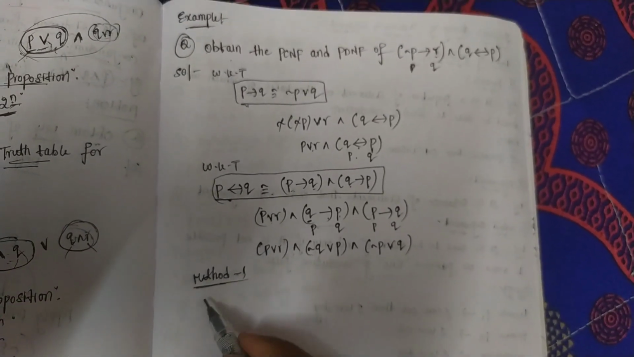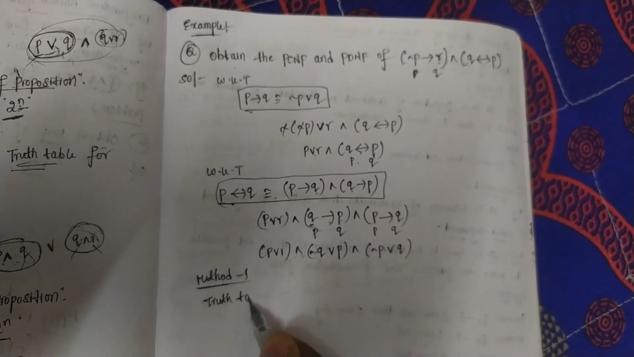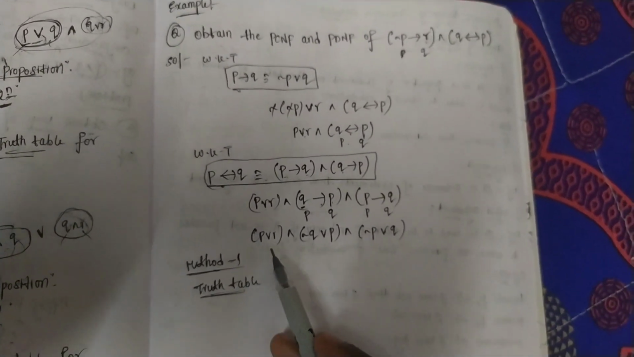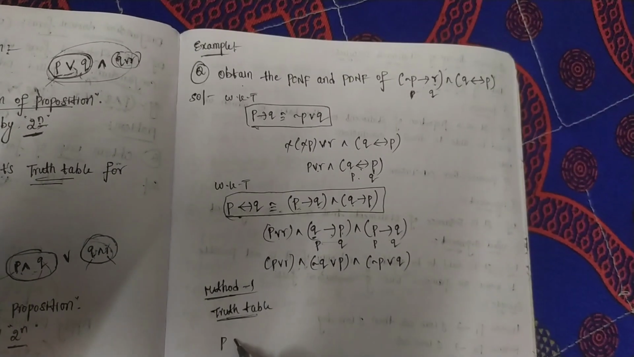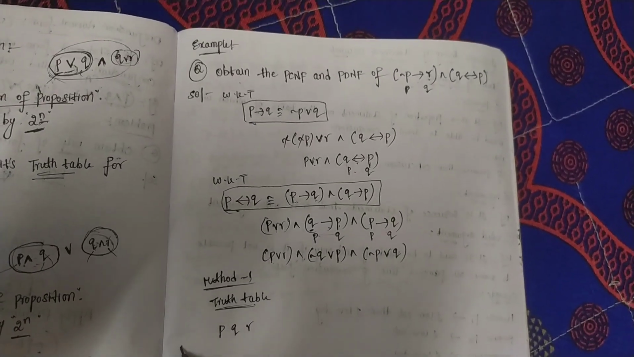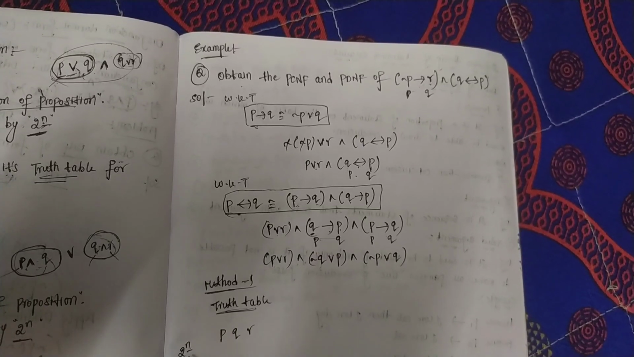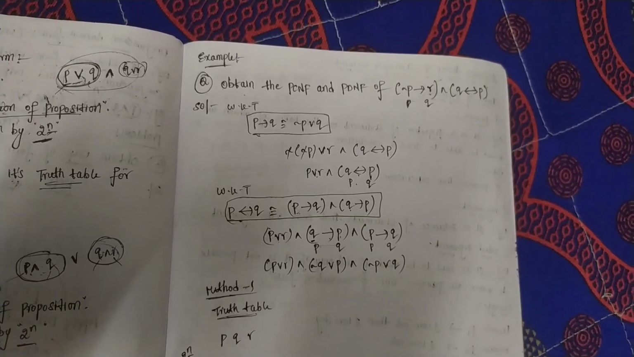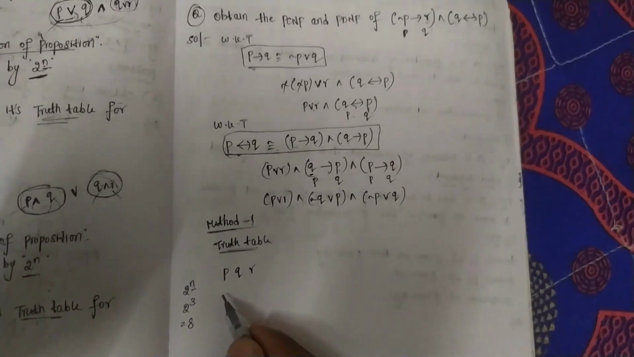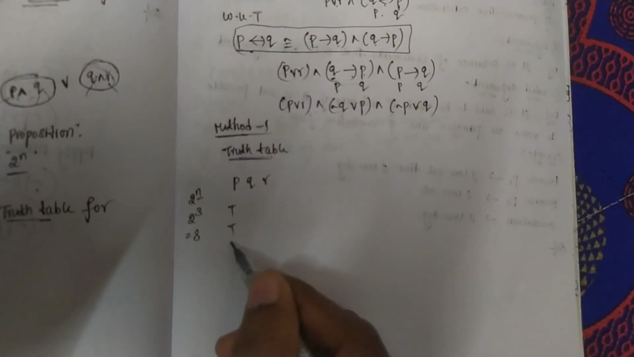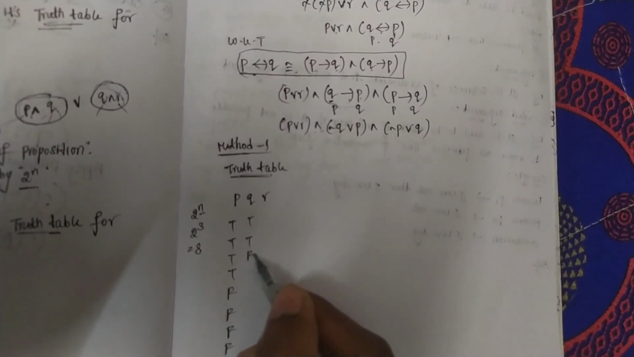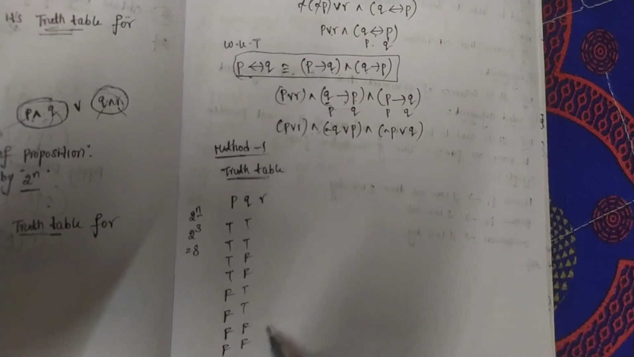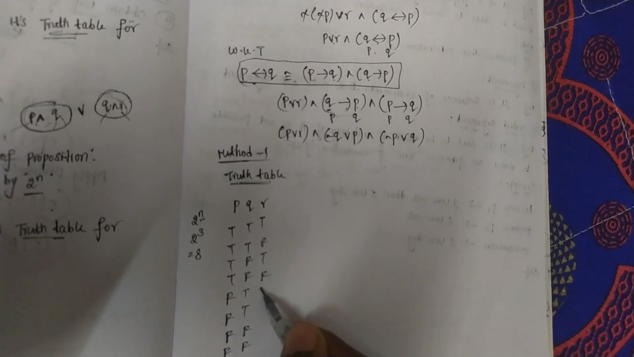Here I am using the truth table method. In this we have how many variables? P, Q and R, three variables. Here 2 power n, and with 3 variables, 2 power 3 means 8. We have 8 cases. How to write 8 cases: first write 4 true and 4 false, then 2 true, 2 false, 2 true, 2 false, then 1 true, 1 false, 1 true, 1 false, and so on. These are the 8 cases.